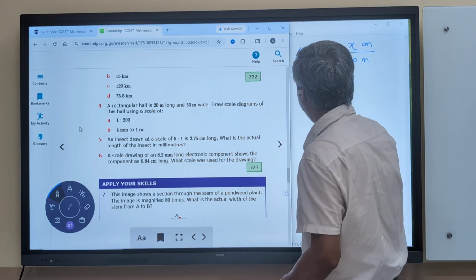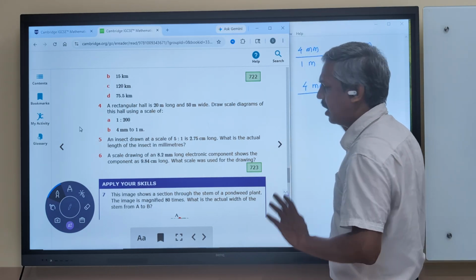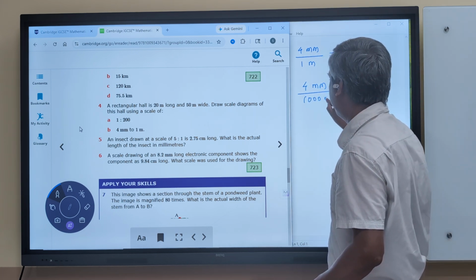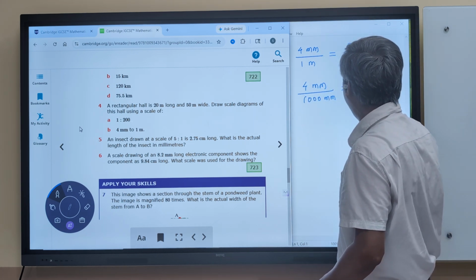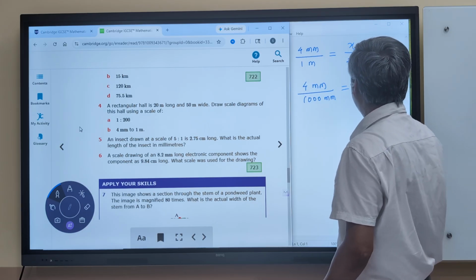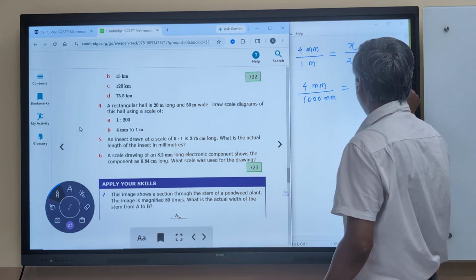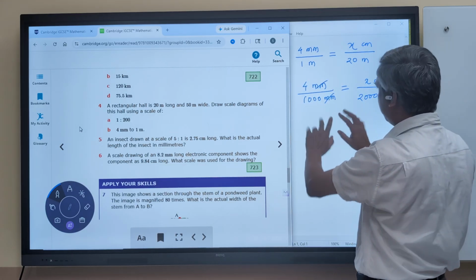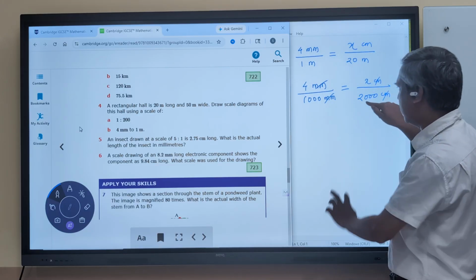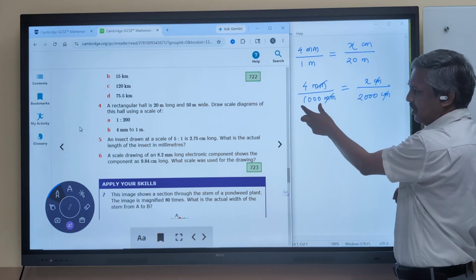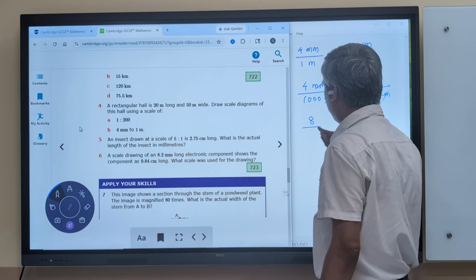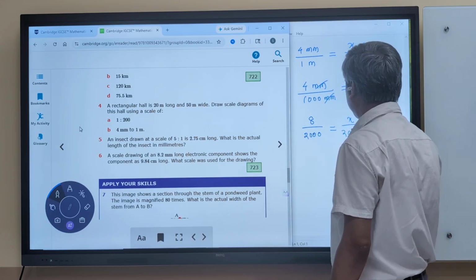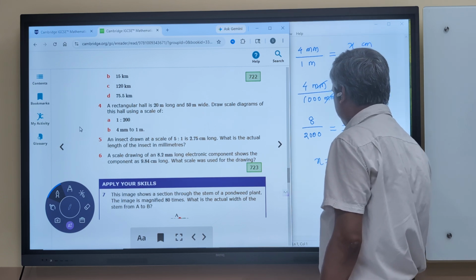So we'll get 4 mm. 1 meter is 100 centimeter. 100 centimeter replace 1000 mm. So divided by 1000 mm is equal to x cm upon 2000 cm. cm cancels, mm cancels. Let's not hurry. Let's just take 4 upon 1000 is equal to x upon 2000. Make 2000 here. Multiply by 2. So we have 8 upon 2000 is equal to x upon 2000. So x must be equal to 8.